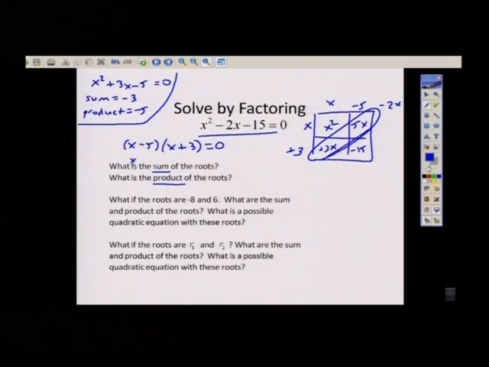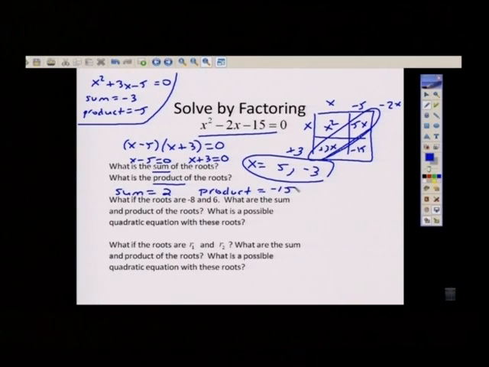So, using the zero product property, then x minus 5 would equal 0, or x plus 3 would equal 0. So my solutions are, I add over the 5, and I subtract the 3. So the solutions you should have received were positive 5 and negative 3. And the sum of those two would be 2. And the product is negative 15. Okay.